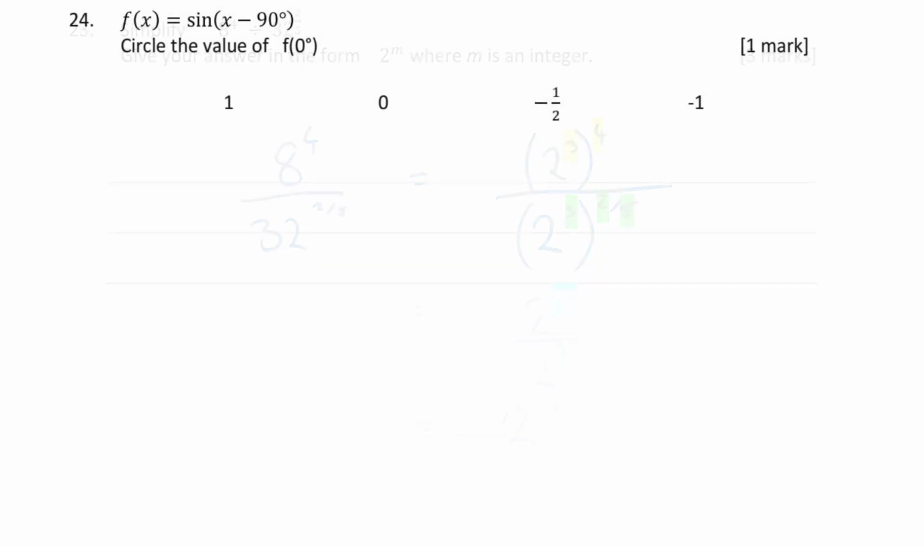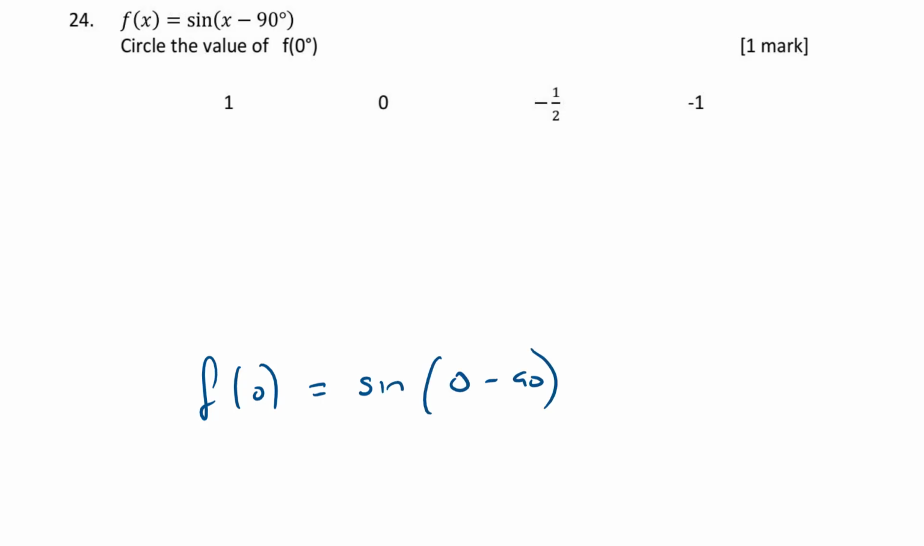Okay, good. Question 24. f of x equals sine of (x minus 90). Circle your value of f of 0. Okay, so this is defined in function notation. So for f of 0, you're replacing the x's in the expression with 0. So f of 0 is going to be the sine of 0 subtract 90. In other words, it's going to be sine of negative 90.